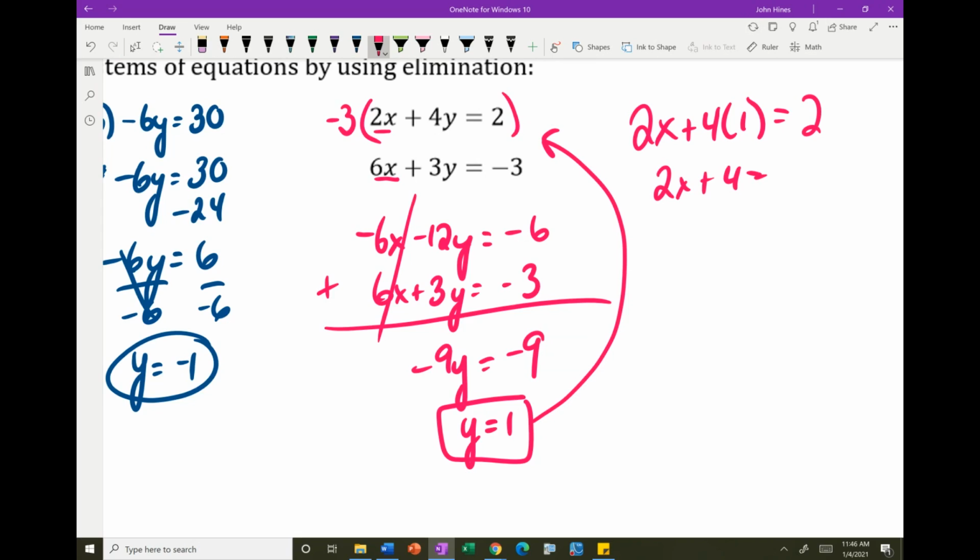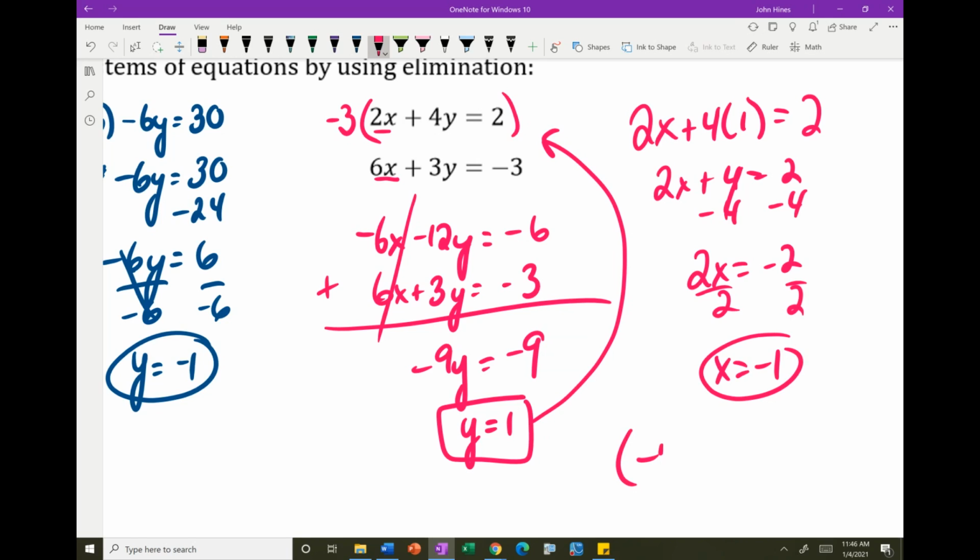2x plus 4 equals 2 minus 4. And then I divide, and I get x equals -1. So always be careful. X comma y is the point of intersection.